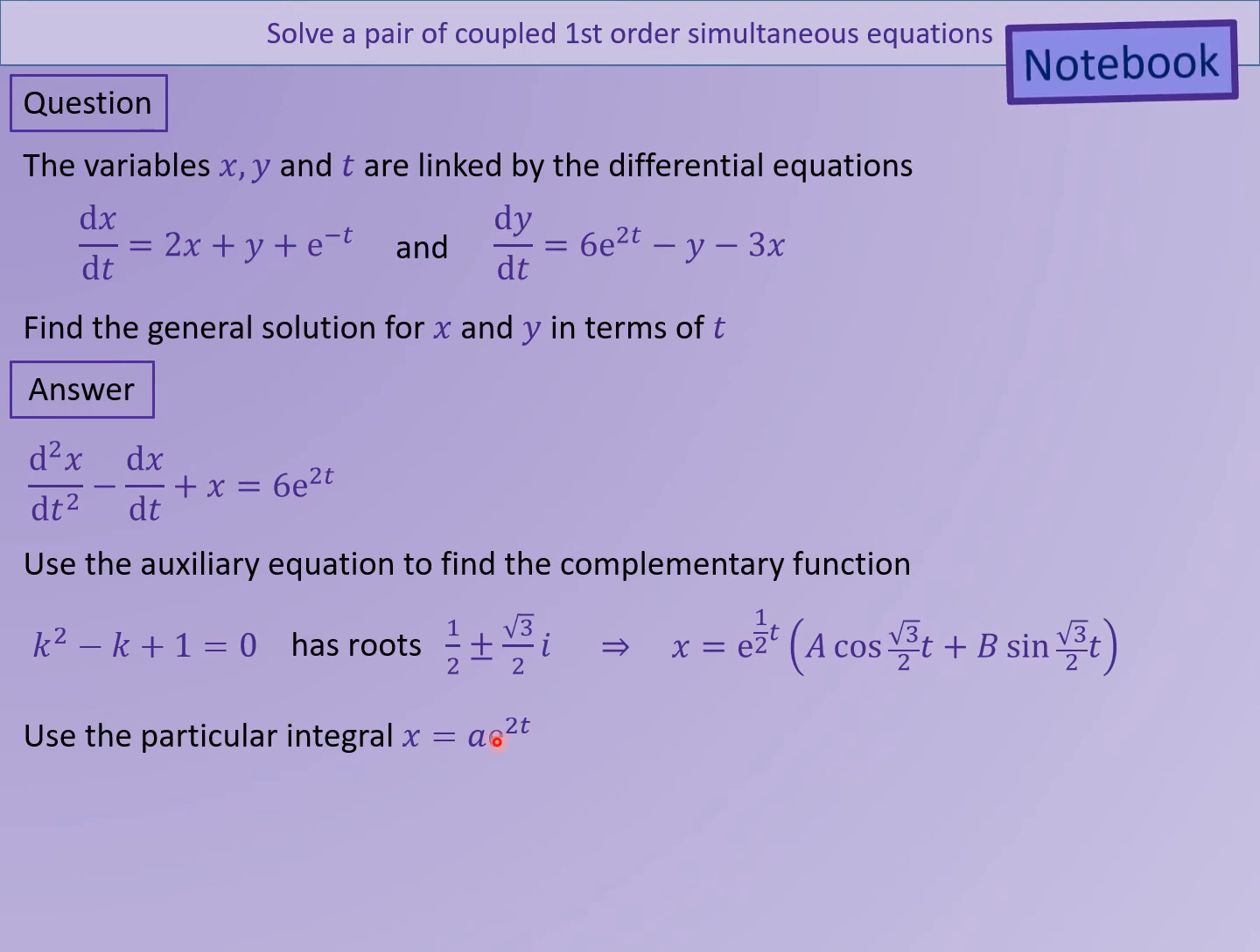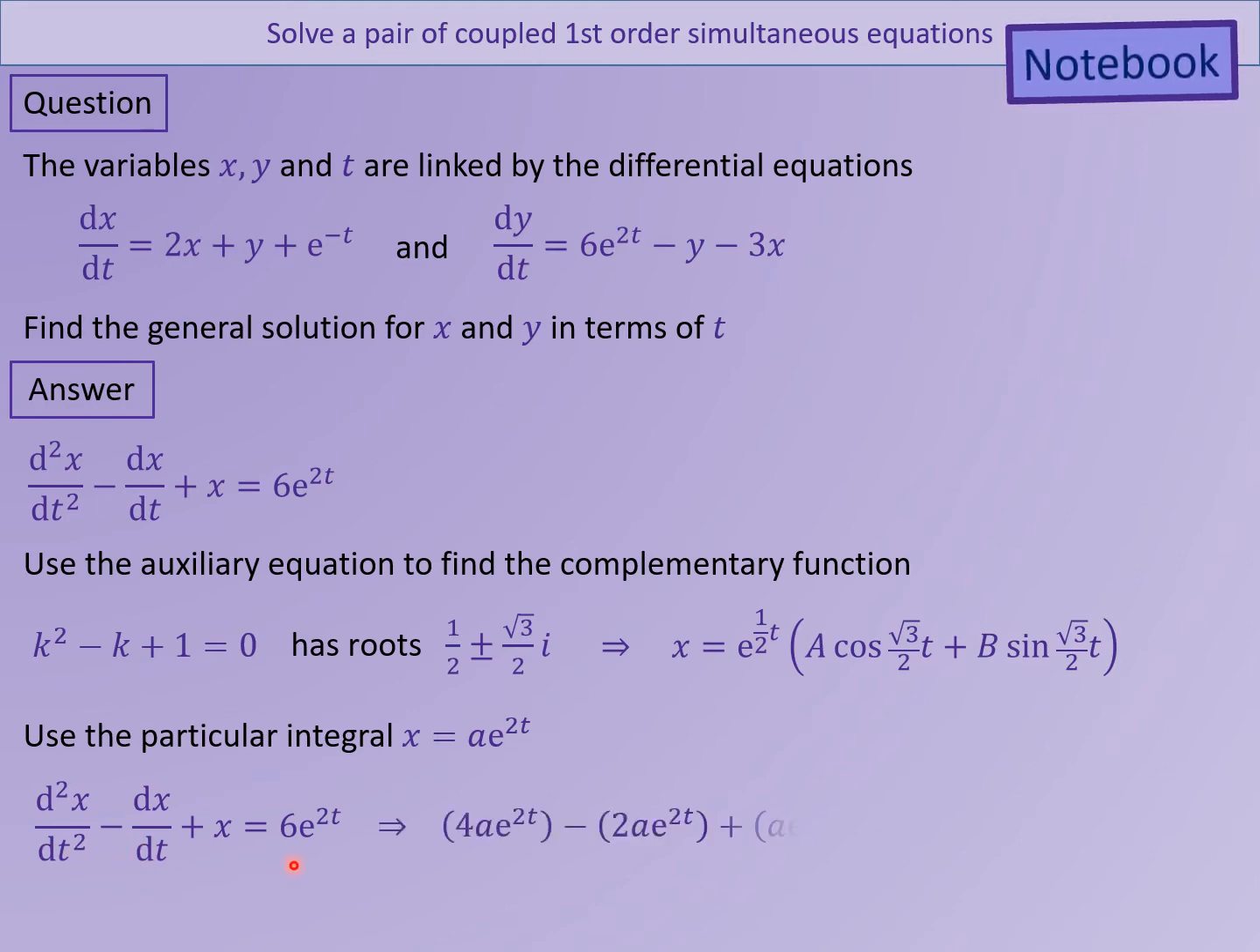Just double checking it's not the same as the others. No, it's not. It's a completely different type of function. So therefore we can just write it as a e to the 2x. Substitute back in. So we can differentiate it twice to get to that bit.